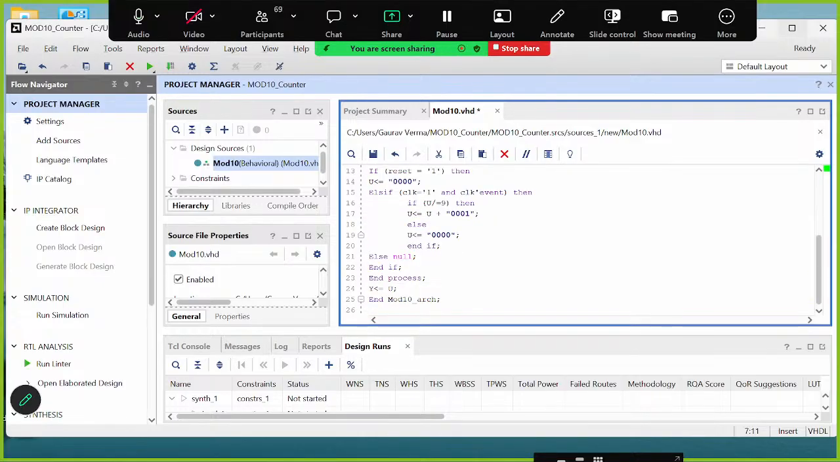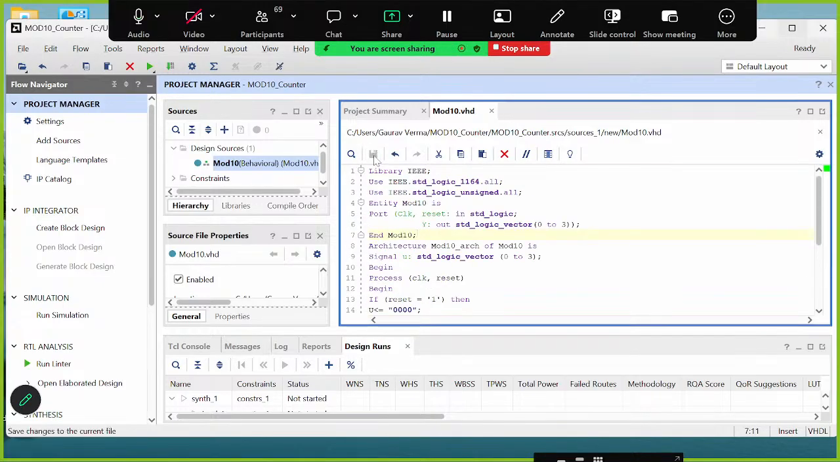Okay, so now my code is ready. Let me check whether it is working perfectly or not. For that, first of all, run simulation.